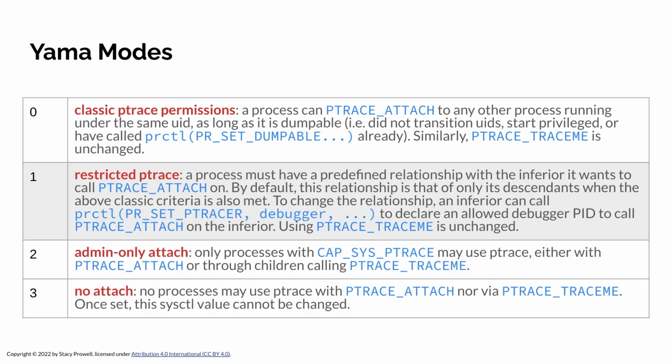All right. Mode 2 is admin-only attach. Only processes with CAP_SYS_PTRACE may use ptrace, either with ptrace attach or through children calling ptrace traceme. So much more restrictive, right? Only if you're a privileged user can you actually trace. Mode 3 is no attach. No process may use ptrace attach nor via ptrace traceme. And once you've set that, you can't change it.